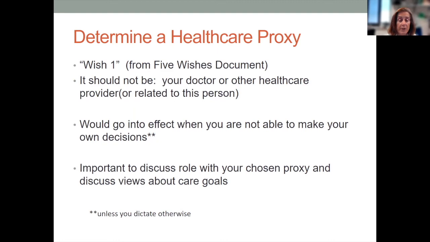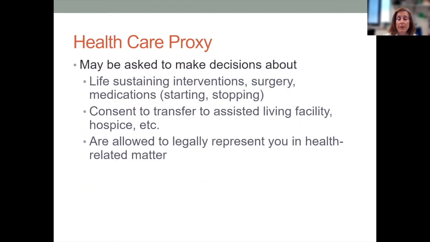Again, I cannot stress enough the importance of discussing the role your chosen proxy has and discussing your views about care goals. Because your healthcare proxy may be asked to make decisions about life-sustaining interventions, surgeries, medications, such as starting or stopping them. Your healthcare proxy may be asked to provide consent to transfer to assisted living facilities, hospices, for example. And your healthcare power of attorney is allowed to legally represent you in health-related matters.